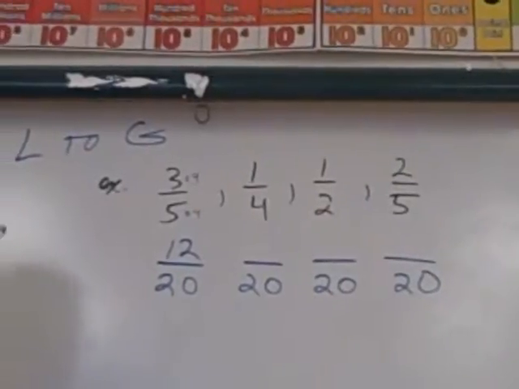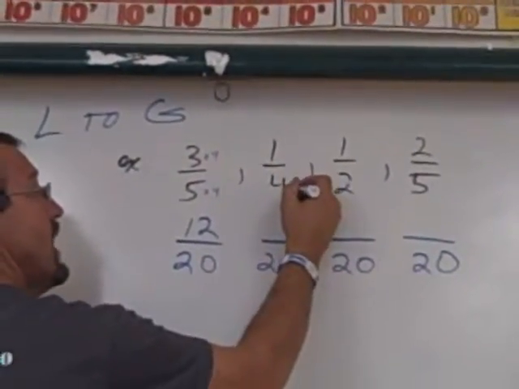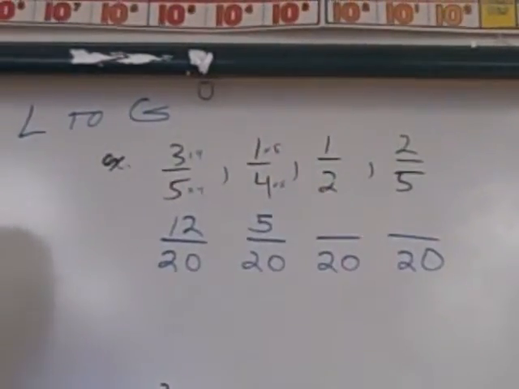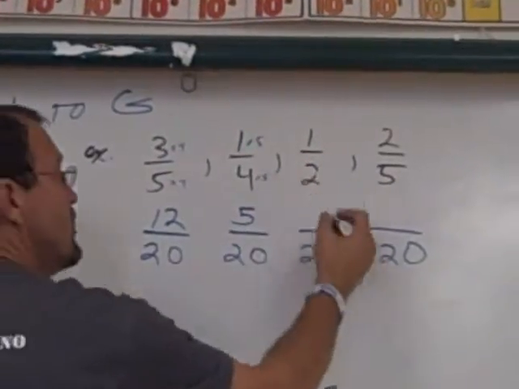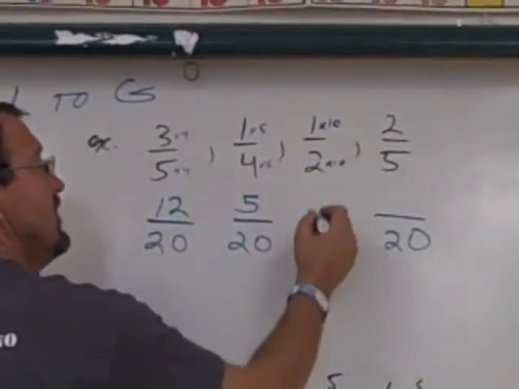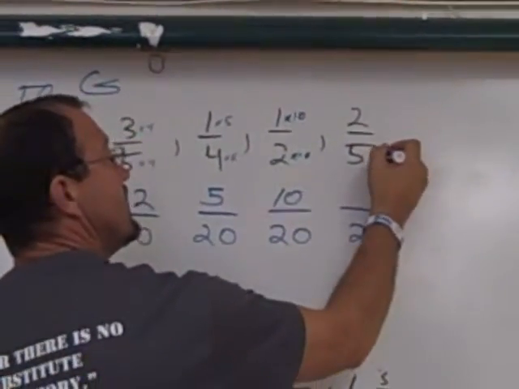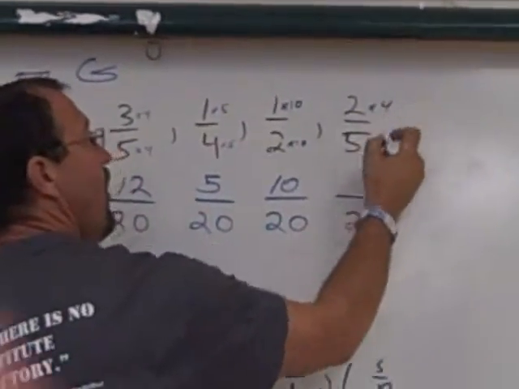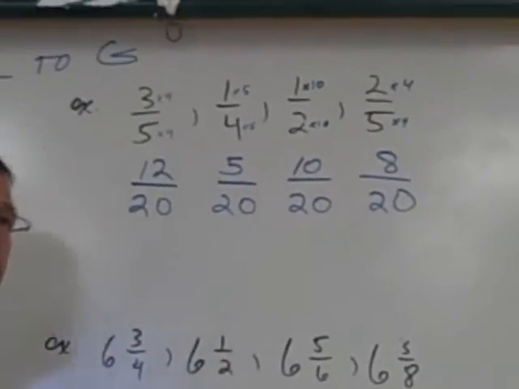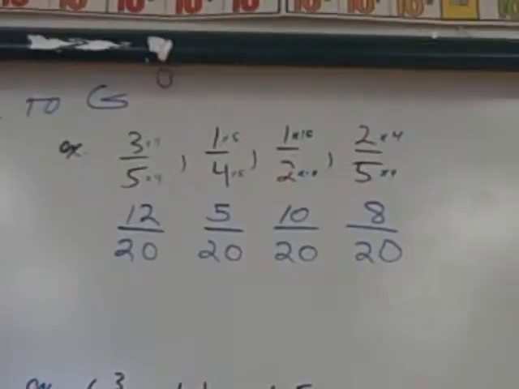Our new numerator. How does 4 turn into 20? Times 5. Go to the top and times 5. 5. Yeah, baby. How does 2 turn into 20? Times 10. 10. How does 5 turn into 20? Times 4. 8. Bang. Here we go. I got 12 20s, 5 20s, 10 20s, and 8 20s.